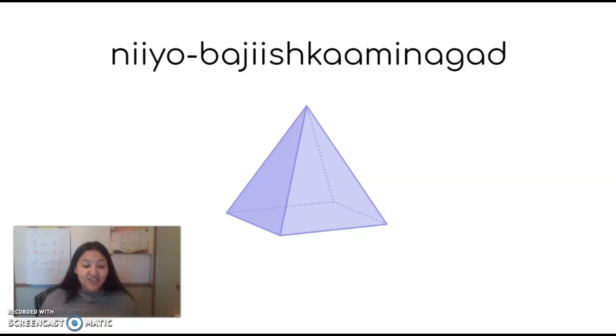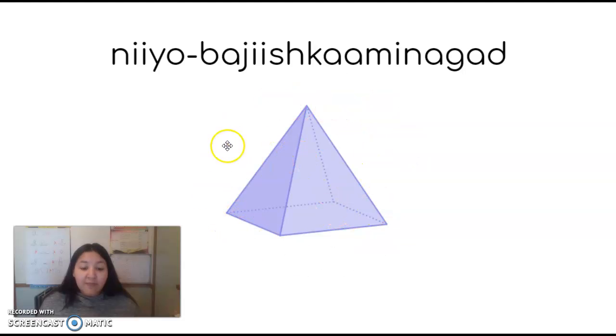Here's our last shape for today. Kiwiwabananiyo nisandawen. Let's look down here. Basic nij niswe niwen. Niwen bajishka. There's 4 points at the bottom here. Kiwi ishbaming, and they go up to the top and they meet right here at this point. That's how we make it a minagad. We make it a 3D shape.